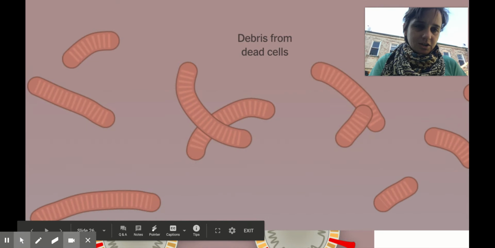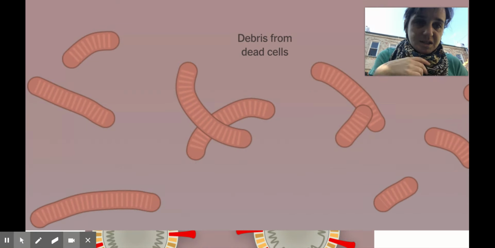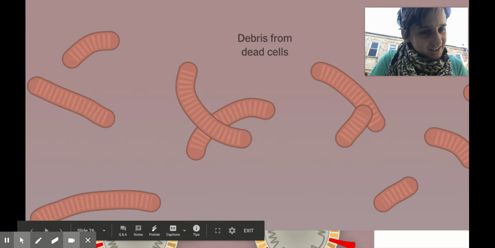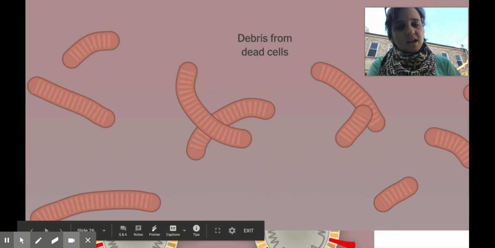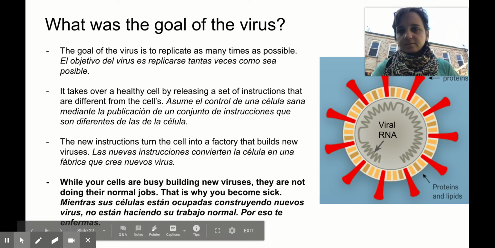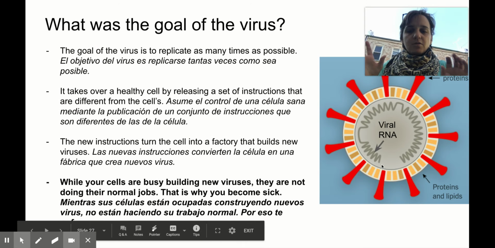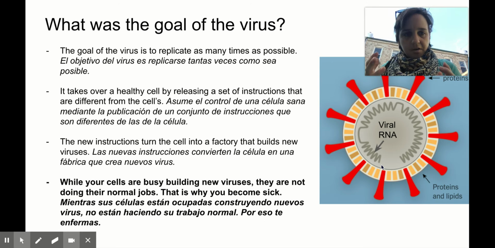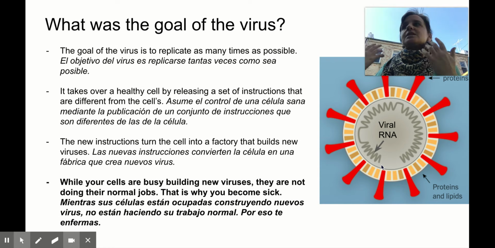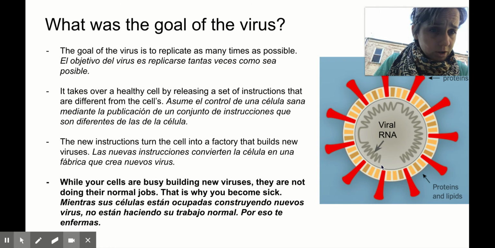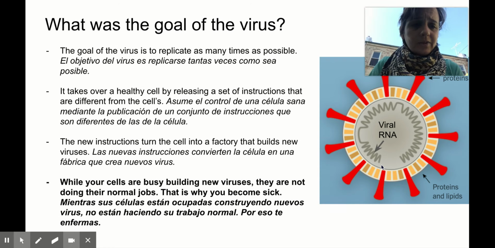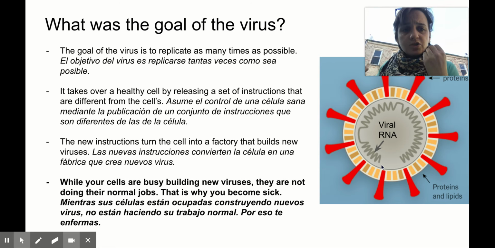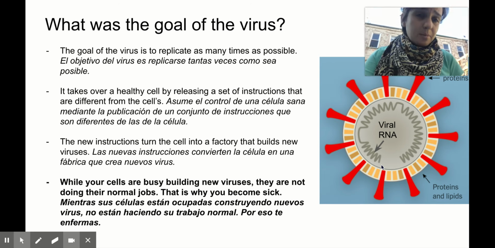Eventually, your cell is going to just explode from making so many viruses and die. So goodbye, cell. You're dead. So let's talk about this really, really generally. What was the goal of the virus? Its job was to replicate as many times as possible. The virus's goal is not to get you sick. The virus's goal, what it is trying to do, is to make copies of itself.